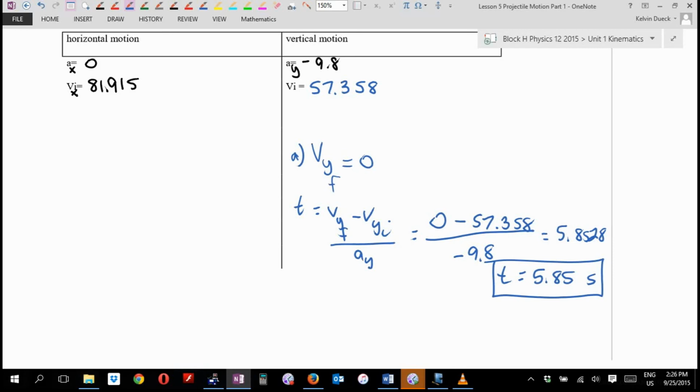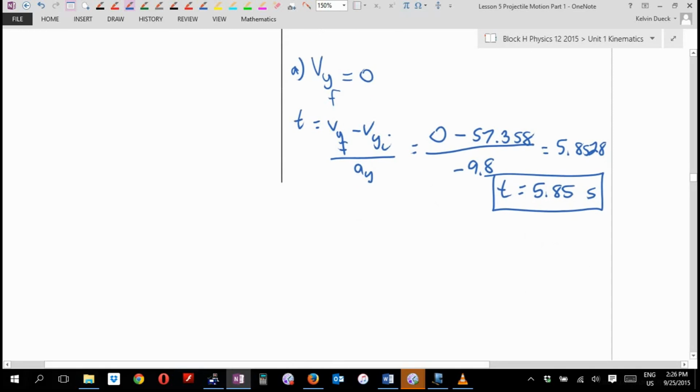Times it by 2. Now, that only works because are we starting on the ground? Say yes. Are we ending on the ground? Then that'll work. What if we were going off a cliff? That trick doesn't work, sadly, and that's why the cliffs at an angle are the toughest. But yeah, B.